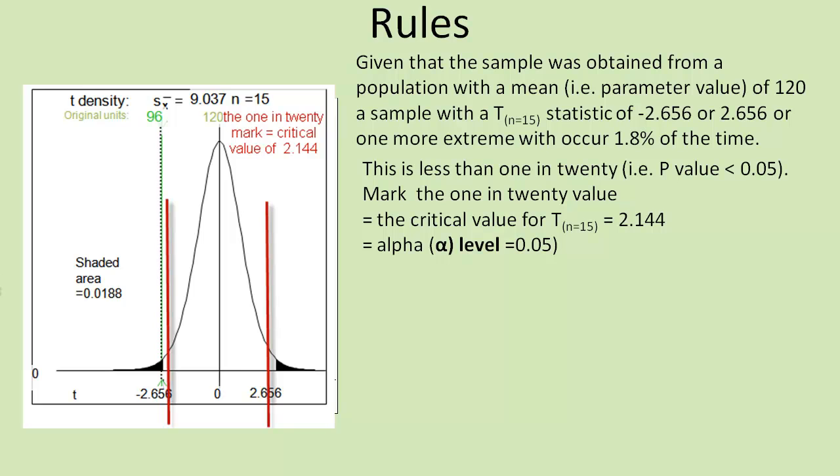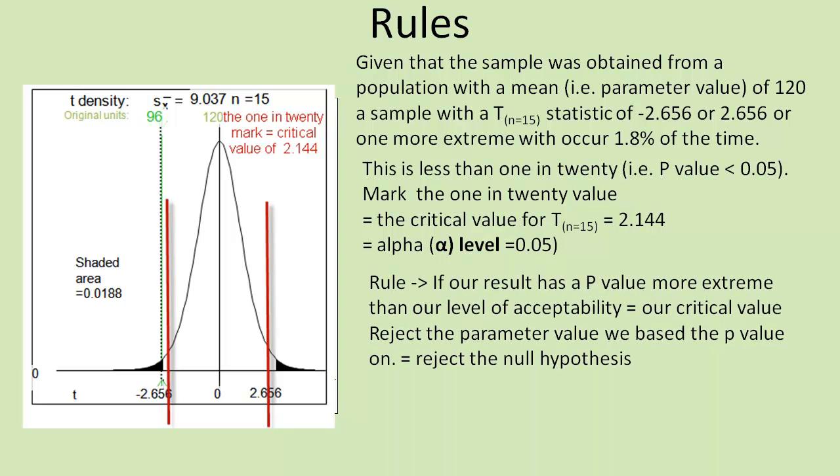Because in this example we have two identical regions in the tails, each critical region is equal to alpha divided by 2. Now let us create this rule which says that if our p-value is more extreme than our level of acceptability, that is our critical value, we will reject the parameter value we based the p-value on. This is often simply stated as we reject the null hypothesis, but what we're talking about really are parameter values. The important thing to note is that we are rejecting the premise on which the p-value was calculated, and more about that later, and it is not really that simple once you start getting into it, as we will see.